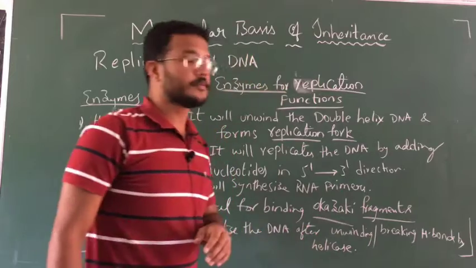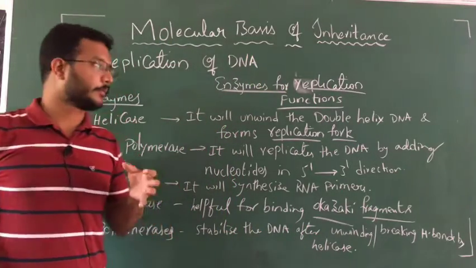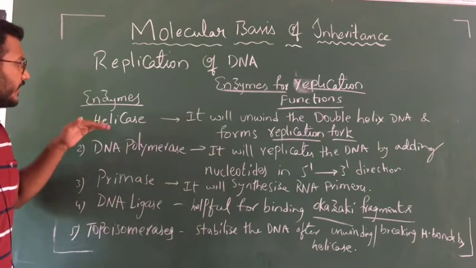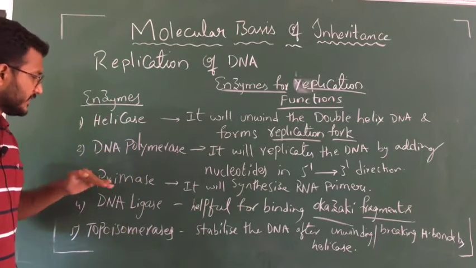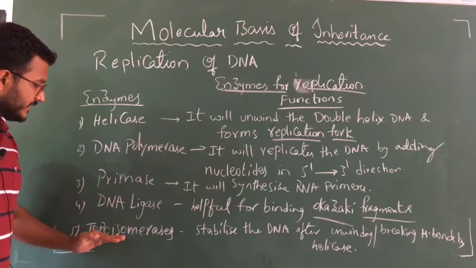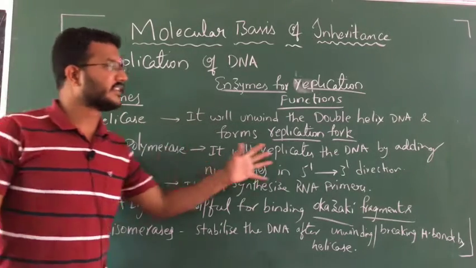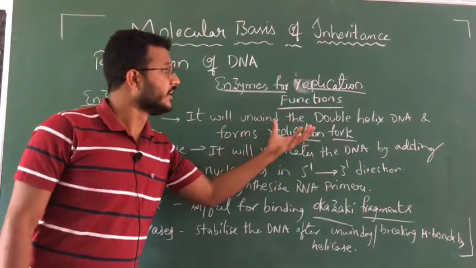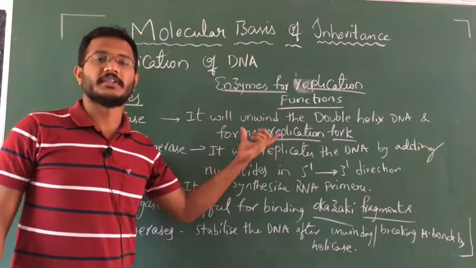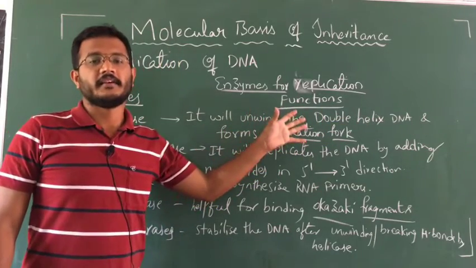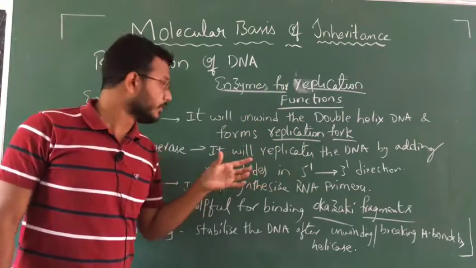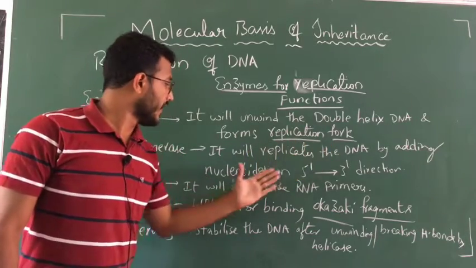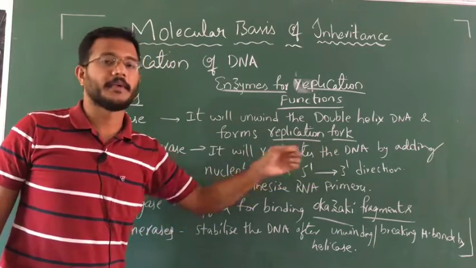So these are the different types of enzymes which participate in the process of DNA replication. See here: helicase, DNA polymerase, primase, DNA ligase and topoisomerase. And these are the functions of the respective enzymes. Helicase will unwind the double helix DNA and form the replication fork. What it does in detail, we will see in a few seconds. And DNA polymerase will replicate the DNA by adding nucleotides in 5' to 3' direction.